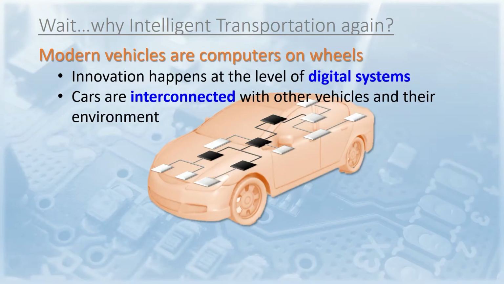Why did we combine computer engineering with intelligent transportation in the first place? The reason for this lies in modern vehicles, which are literally computers on wheels, in which most of the innovation happens at the level of digital systems. Moreover, today cars are more and more interconnected with each other and their environment. As we know, a computer uses hardware and software. So where do we find those in a vehicle?